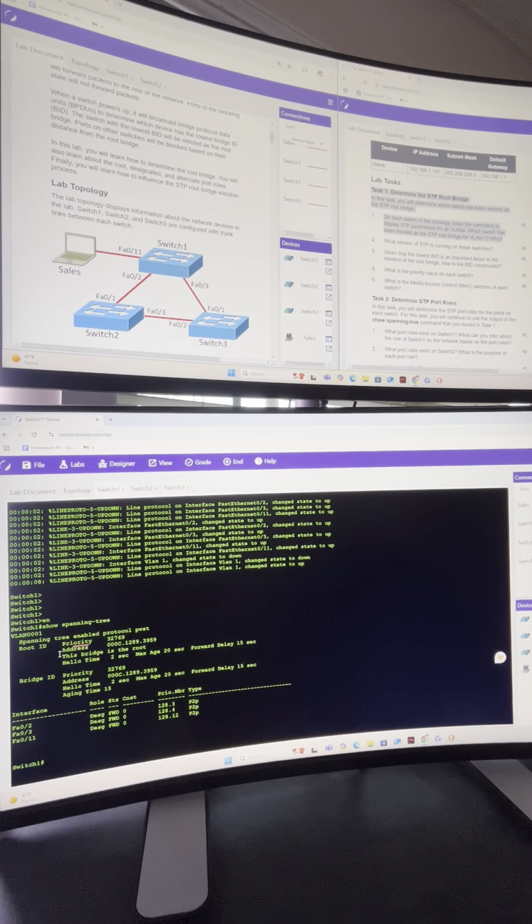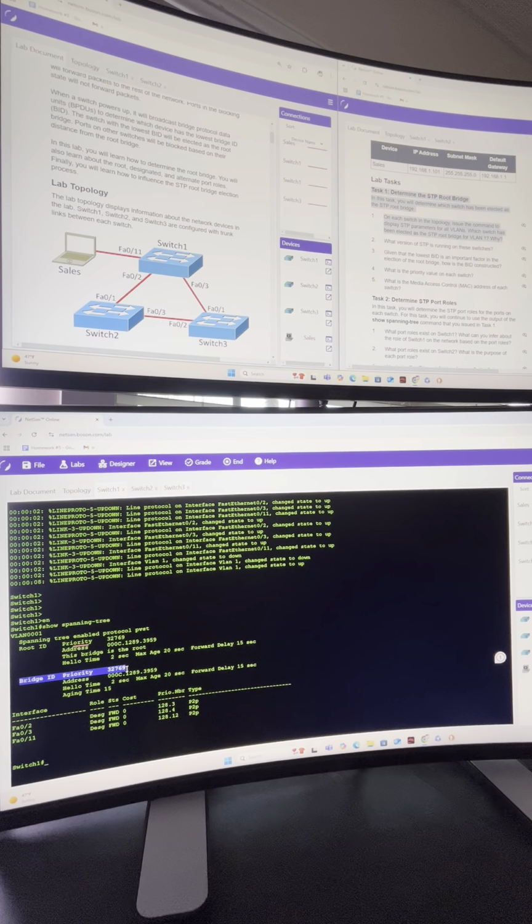And as we can see, switch 1's root ID has a priority of 32769. You can see its MAC address, and this is the root ID we're looking at. We can tell that switch 1 is the root bridge because of this output right here. It says this is the root bridge. We can see our hello timers, our max age timers, and our forward delay timer. And then this is the actual specific values for switch 1.